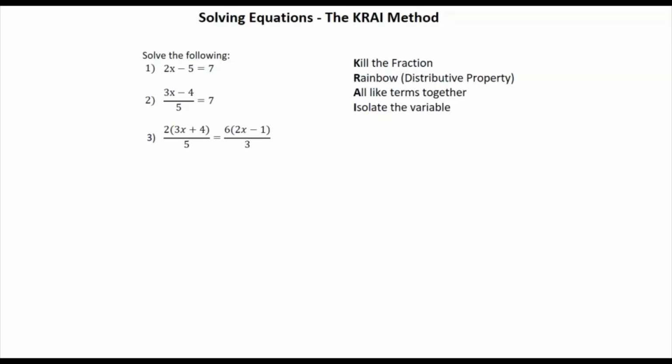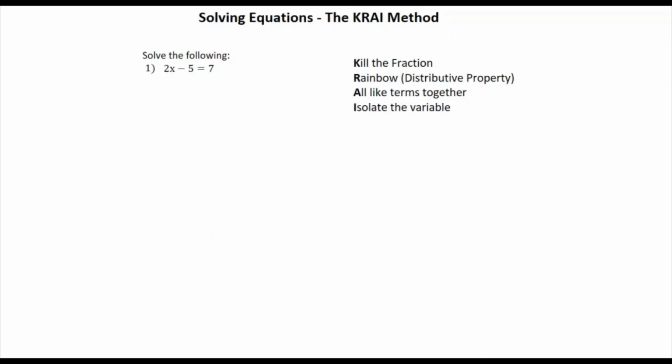Well, it's an acronym. KRAI stands for kill the fraction, rainbow, which is another way of saying the distributive property. Many times, as students are learning this, they don't remember the name of the distributive property, but it's easy to remember the curve of the rainbow. Then all like terms together, and then I stands for isolate the variable. So let's go ahead and solve the first equation using this method.